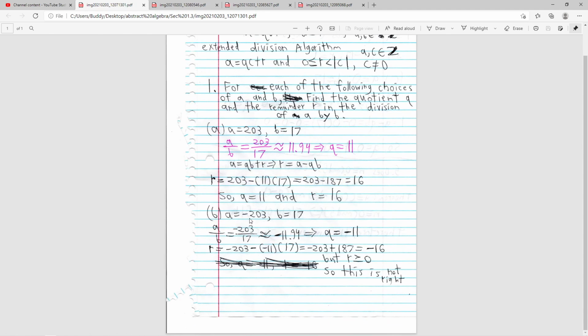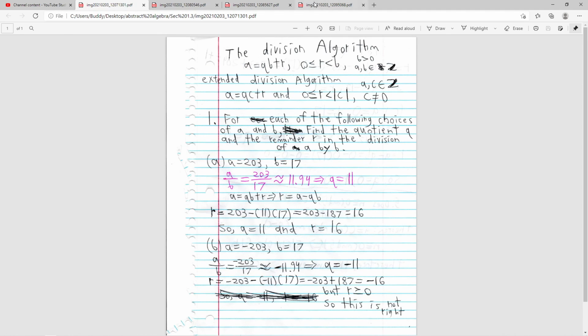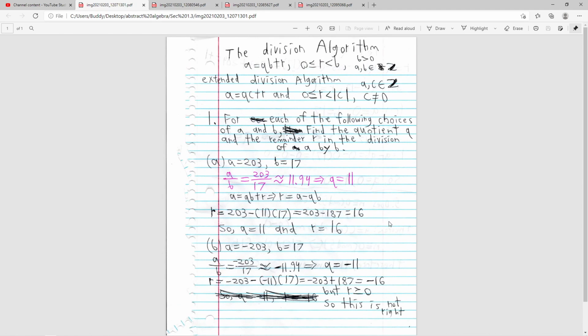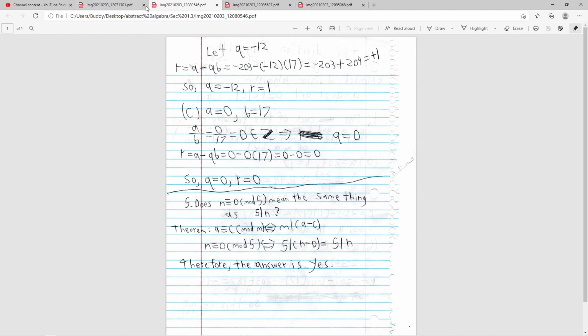a equals negative 203, b equals 17. We divide, but we get about negative 11.94. So let's just try q equals negative 11, r equals negative 203 minus negative 11 times 17. We eventually get negative 16, but the restriction always is that r is greater than or equal to 0. That is what we're doing. So we cannot use this. So we'll let q equals negative 12, which is common in this type.